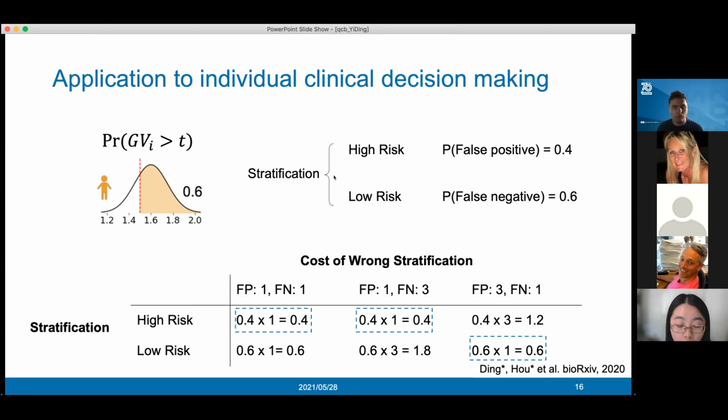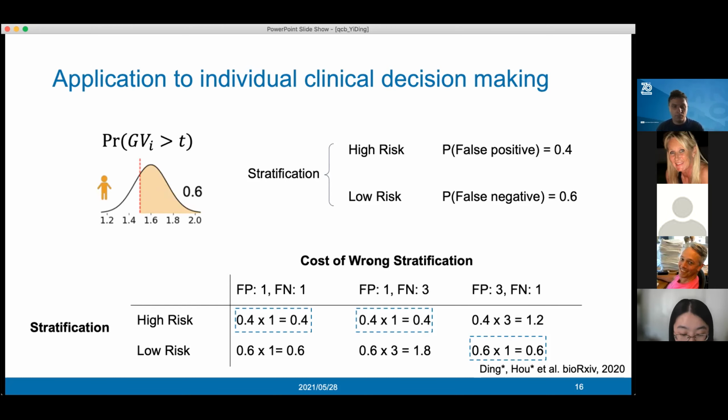And given a specific cost function, we can compute the expected loss or expected gain for each classification, and therefore make the best clinical decision for this individual. For example, here's a pseudo example. So if the false positive and false negative rate is equal to one, and under this situation, the expected cost for a high risk diagnosis will be 0.4, and the expected cost for a low risk will be 0.6. And at this situation, we tend to classify this individual as a high risk individual. So a situation related to this cost function is that if we care about the classification accuracy.